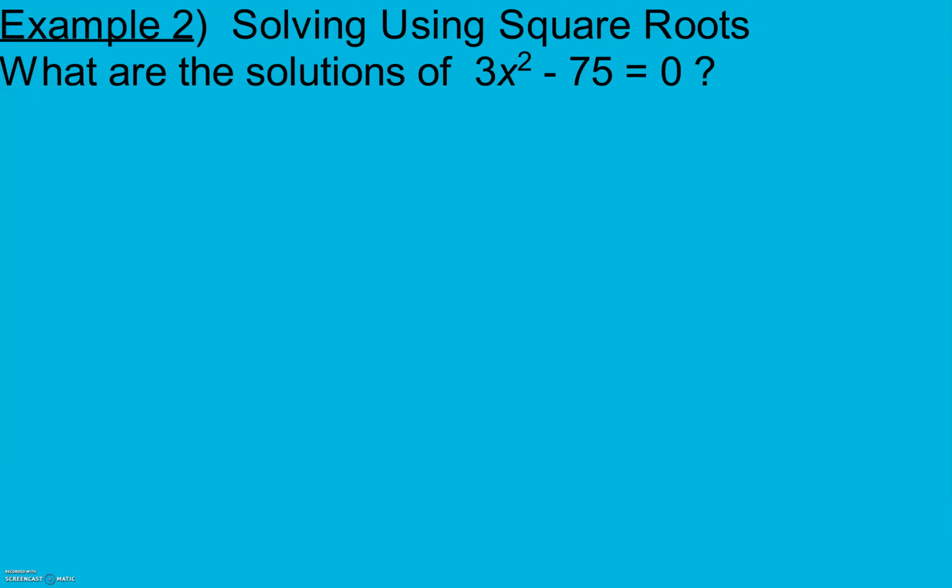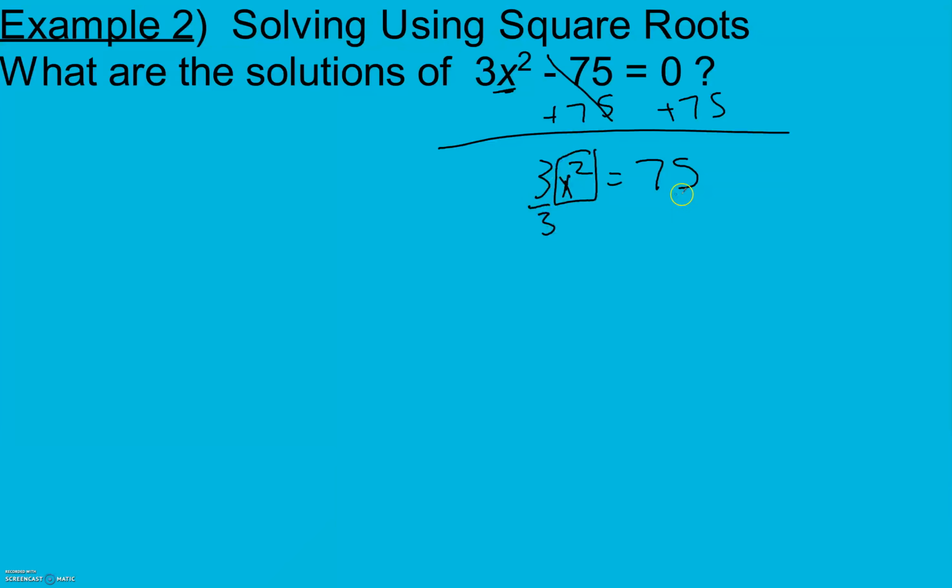Continuing on in section 9.3 here with example 2, we're going to solve using square roots. So here, first thing we're going to do is we're going to get our x squared by itself. In order to do that, I'm going to add 75. Okay, we get rid of any adding or subtracting first. Then, to get my x squared by itself, I'm going to divide by 3.